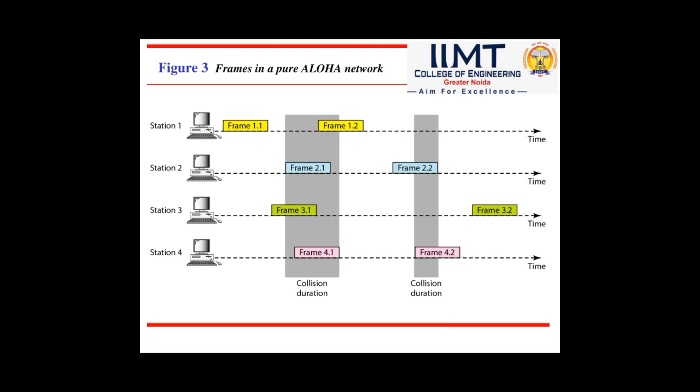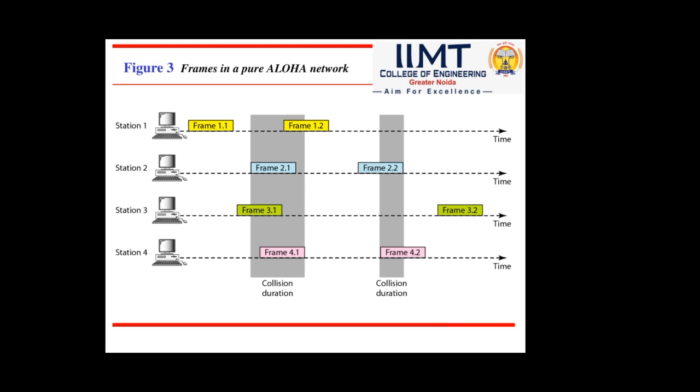Now see the frame 1.2. During this time, station 2 sends the frame 2.1, station 3 sends the frame 3.1 and station 4 sends the frame 4.1. So during this interval the 4 frames will collide and all frames are destroyed. No frame will reach the destination. Similarly, after some time, frame 2.2 collides with frame 4.2 and frame 3.2. In this interval, no frame exists, so it is successfully delivered to the destination. So this is about the pure Aloha.